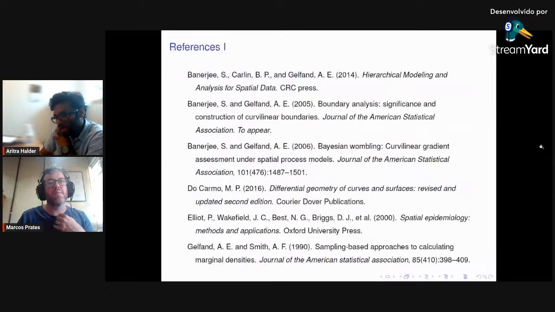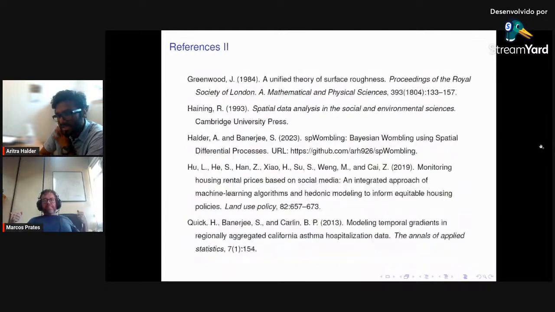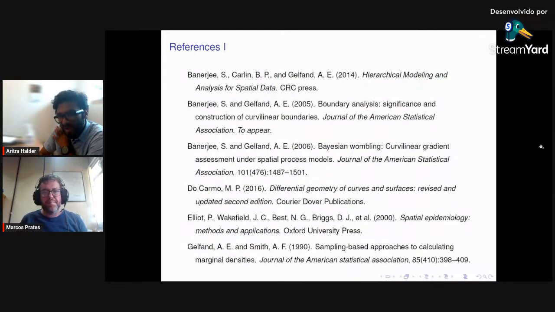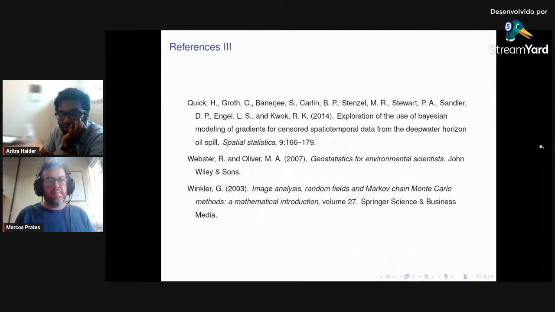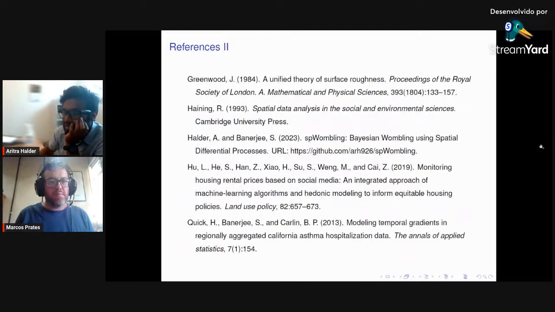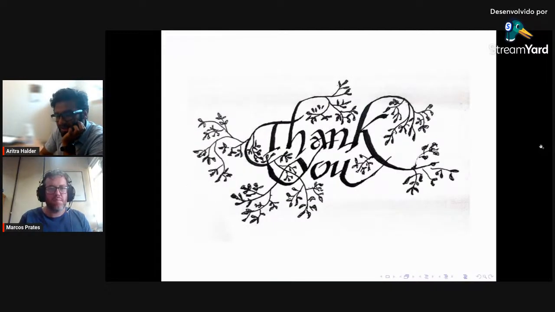All right, here are some of the references, and this paper is available in the Journal of the American Statistical Association. It got published last year in January, and feel free to take a read, and I'm always open to questions, right? And I think here is the software, or the open source implementation. It's called spWombling. If you're looking for it on GitHub, if you type the name of this paper in Google, it'll show up automatically, right? And thank you so much.